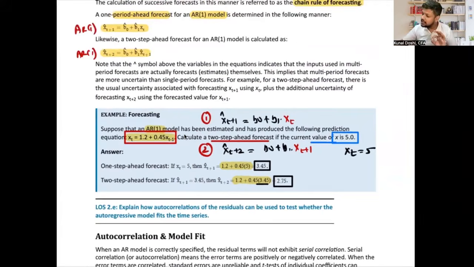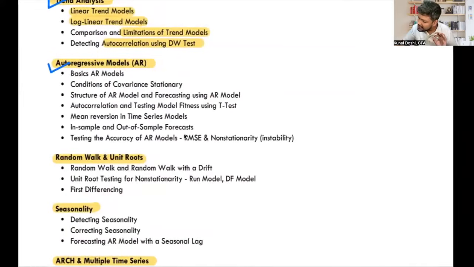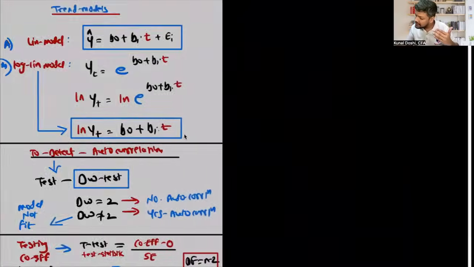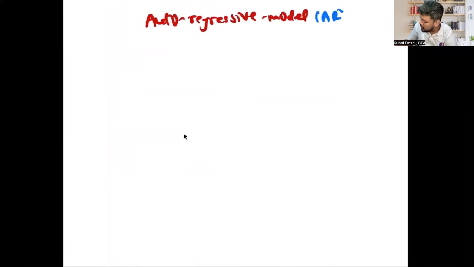So what are we discussing about the AR model? We discuss the basics, the three conditions of covariance stationary, the structure of the AR model and how to use that in forecasting. So basically, I will use here the auto-regressive model or AR model. So what is an auto-regressive model, so-called the AR model?